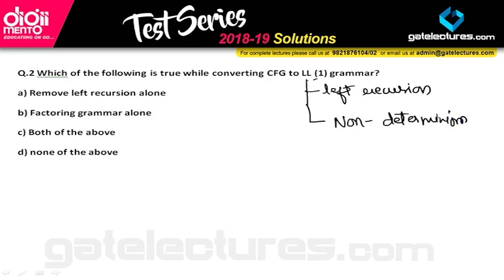Okay, I'll explain what these are. The first one is left recursion. To be an LL(1) grammar, there should not be any left recursion. Now, what is left recursion?